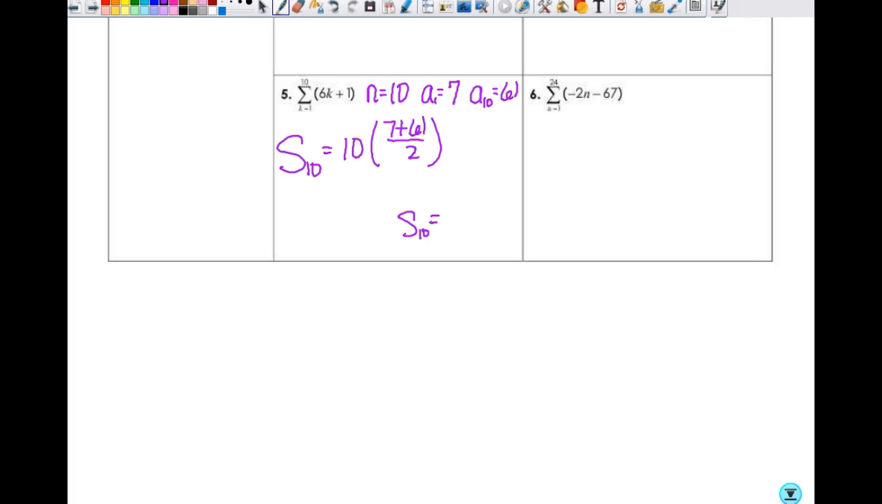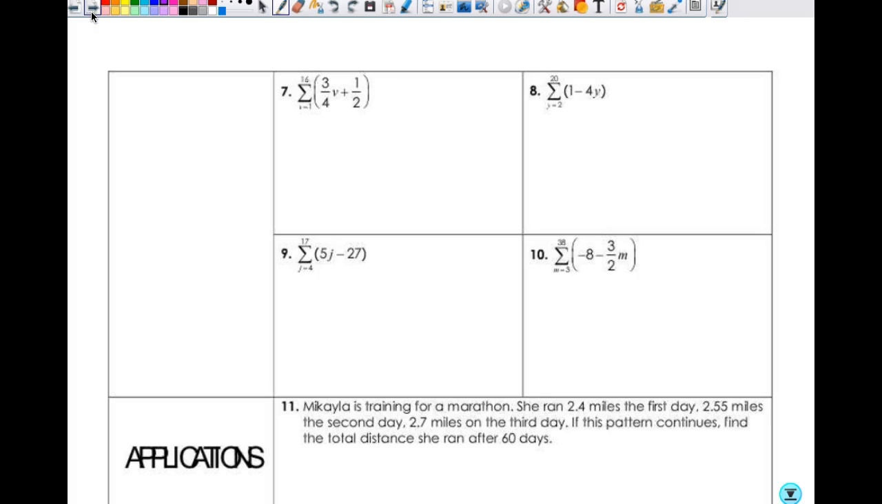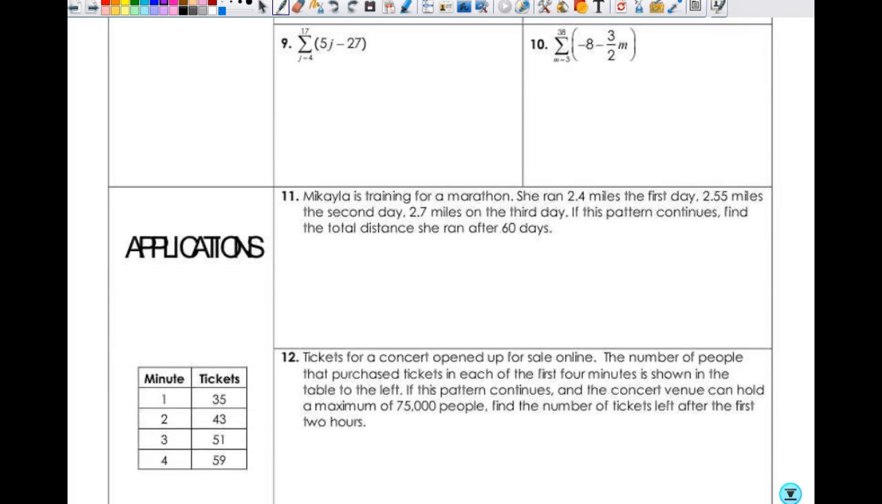Okay, should get 340. Yes? Okay. We all good? Awesome. All right. Flip it over on the back. Let's look at number 9. So number 9, we're going from 4 to 17, right?